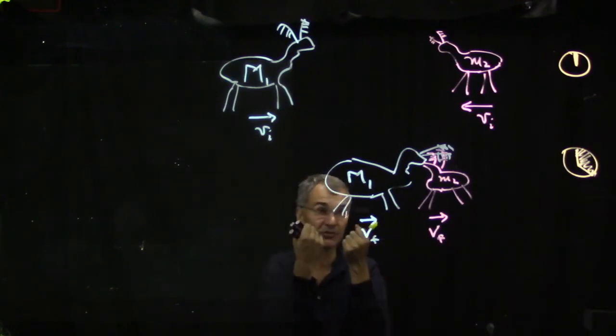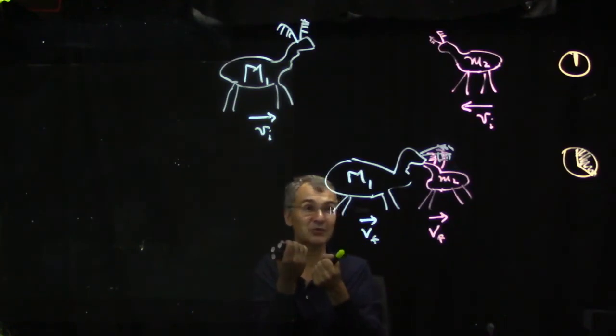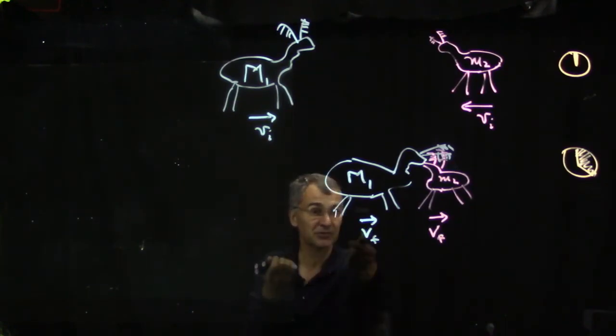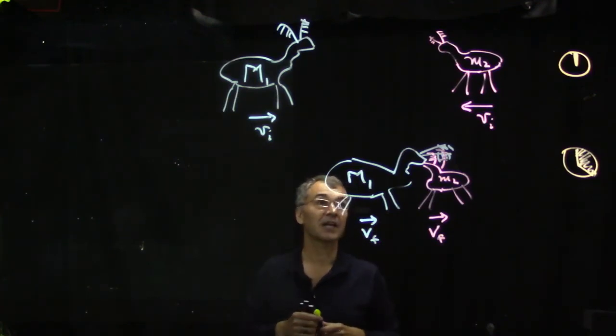Final state, the moose's antlers are locked together. So the two moose move at the same speed. It's the same v final, but they're locked together. They move together.